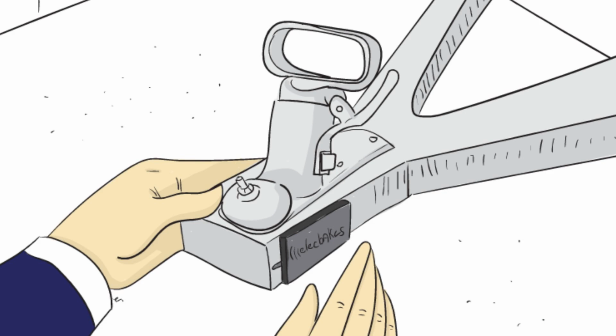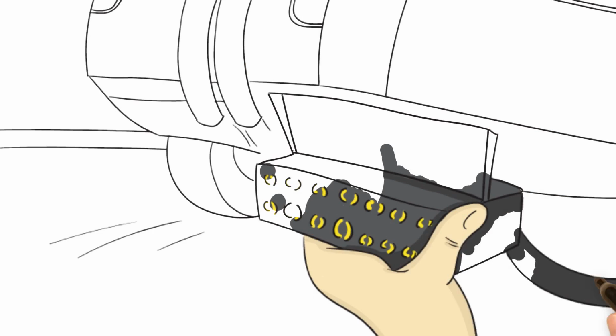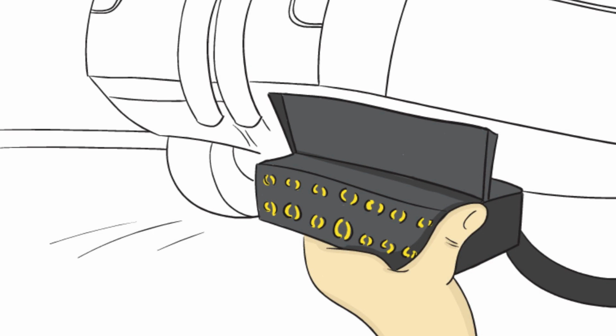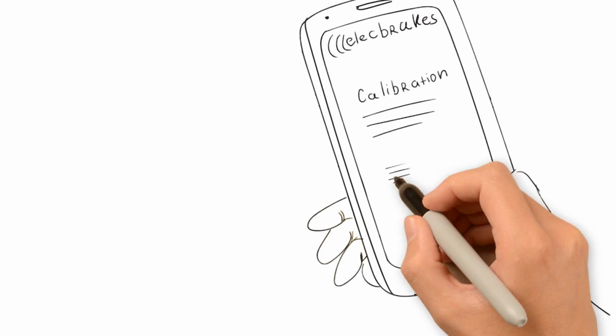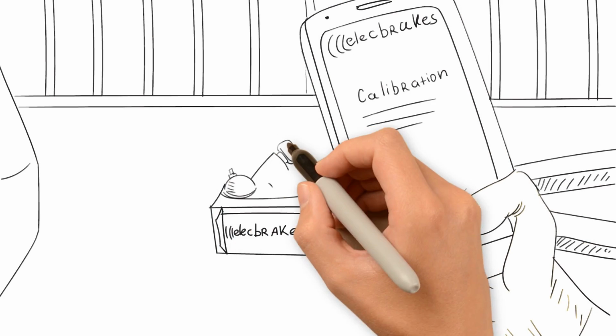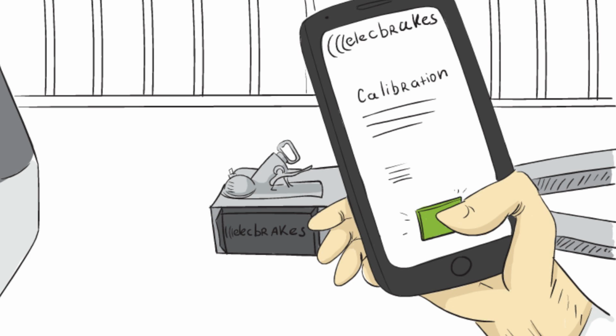Simply attach the unit to the drawbar of the trailer. Wire the electrical wires coming from the ElecBrakes unit directly into the wiring harness of the trailer. Download the ElecBrakes app and follow the instructions to calibrate the phone to the ElecBrakes unit on the trailer.